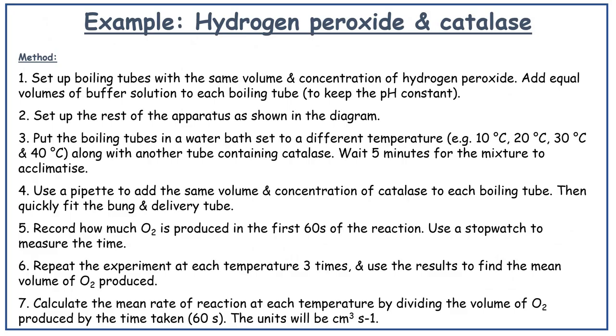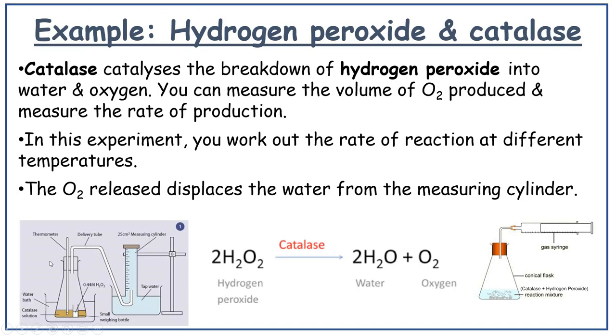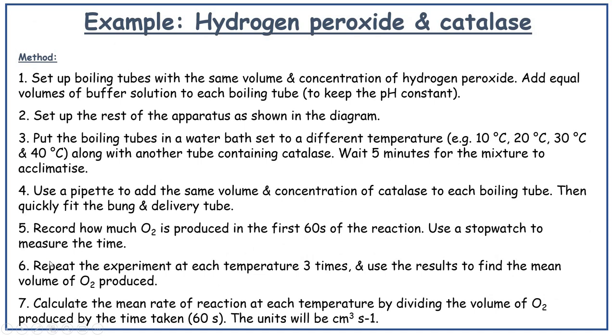So the method would be set up boiling tubes with the same volume and concentration of hydrogen peroxide, add equal volumes of buffer solution to keep the pH constant, set up the rest of the apparatus as shown. Put the boiling tubes in a water bath set to a different temperature, so 10, 20, 30, 40, along with another tube containing catalase, and then you wait 5 minutes for the mixture to acclimatise.